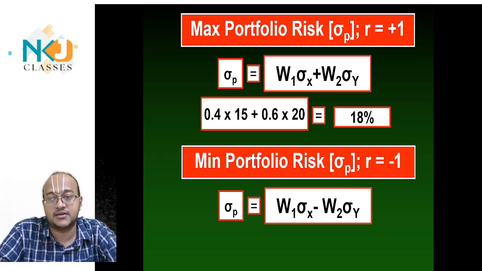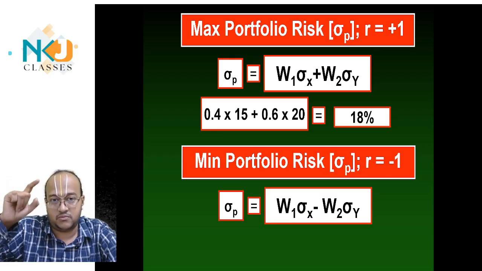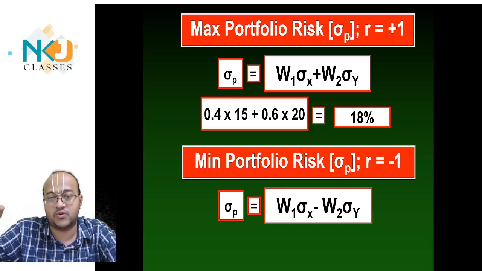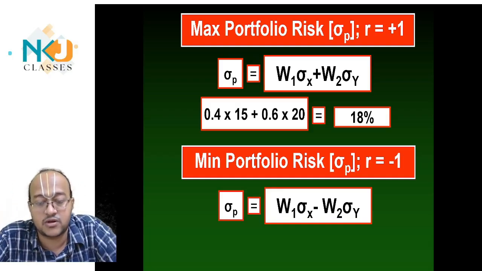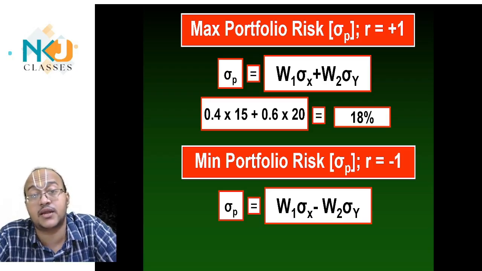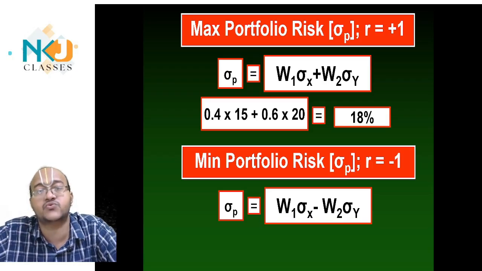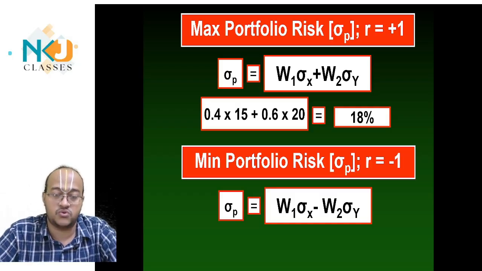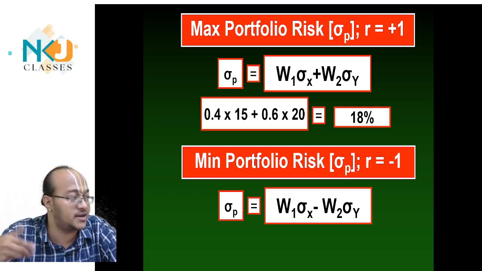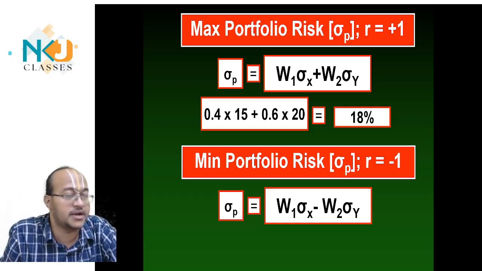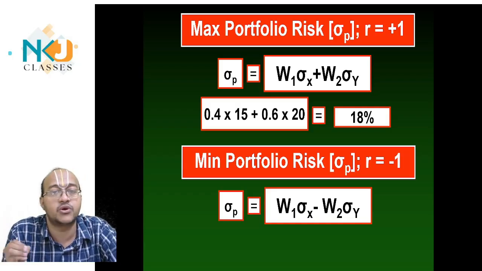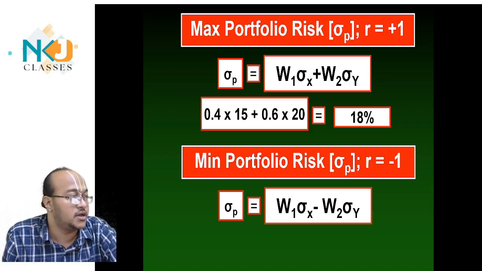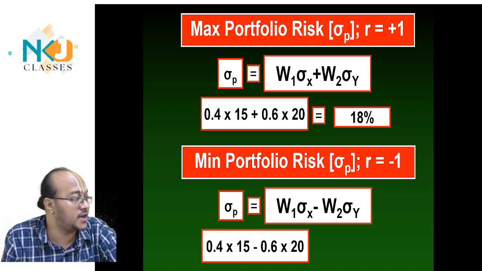Are you understanding? It is a square plus b square minus 2ab. What is the formula for a minus b the whole square? A square plus b square minus 2ab. So it will become a minus b the whole square. Like that you should think. W1 sigma x minus W2 sigma y: 0.4 into 15 minus 0.6 into 20 is equal to 6%.